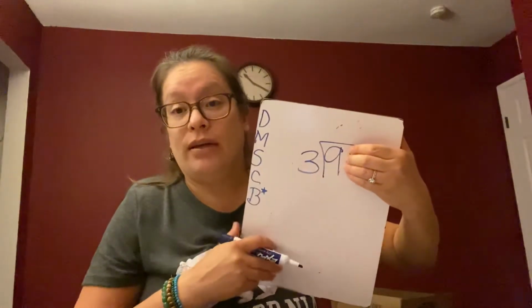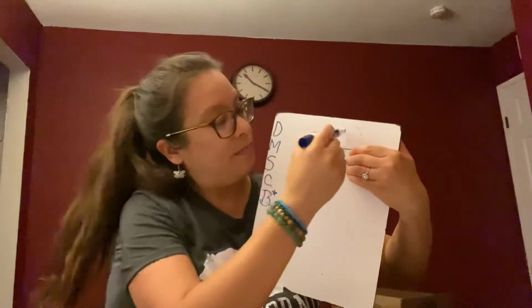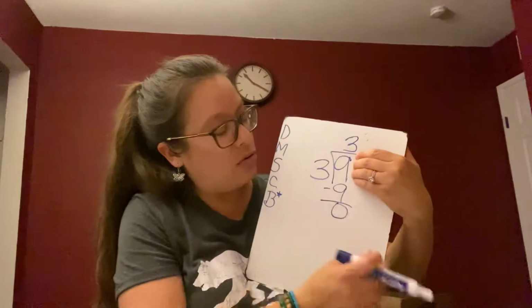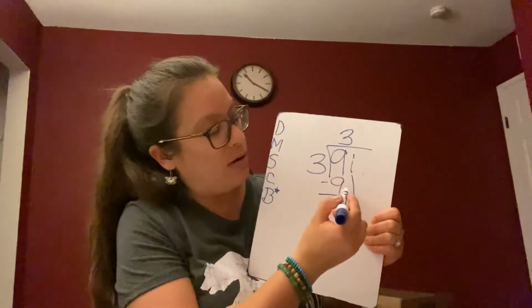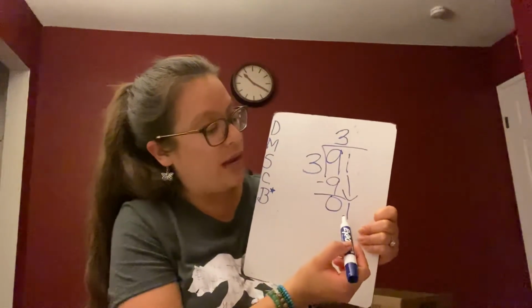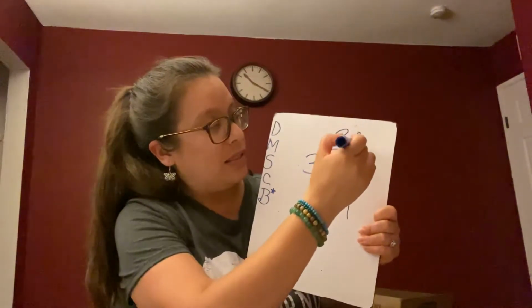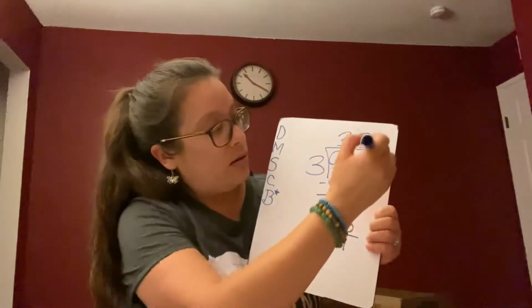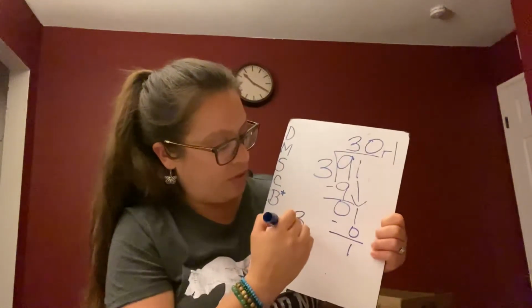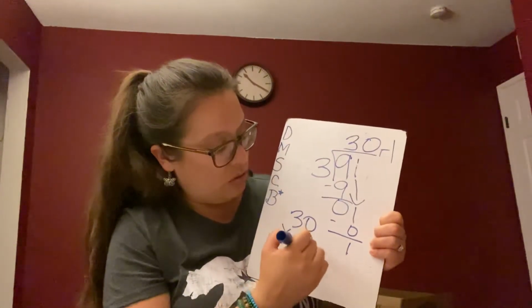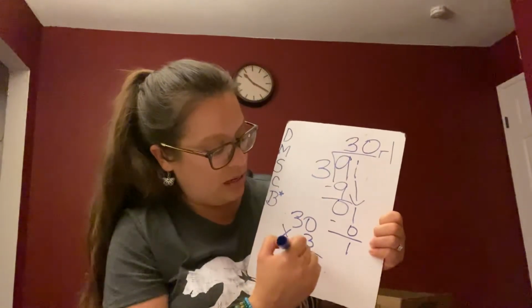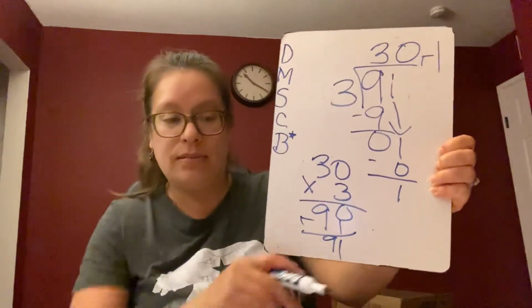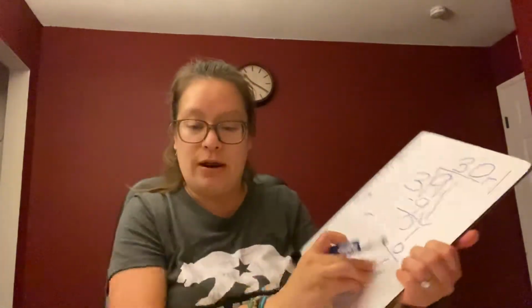All right. 91 divided by 3. 9 divided by 3. How many times? 3. 3 times 3, 9. Subtract 0. Check my work. Can I bring something down? Yes. 1. Start over again. 1 divided by 3 is 0. 3 times 0, 0. Subtract 1. 30 remainder 1. 30 times 3, 0, 9 plus 1, 91.